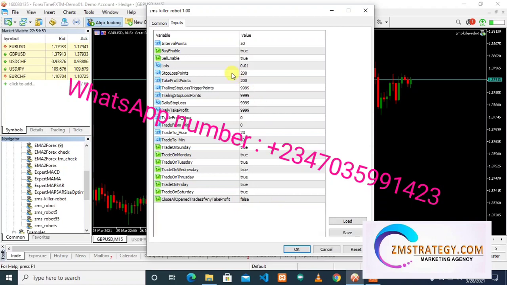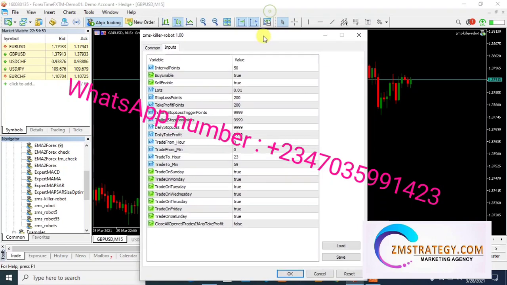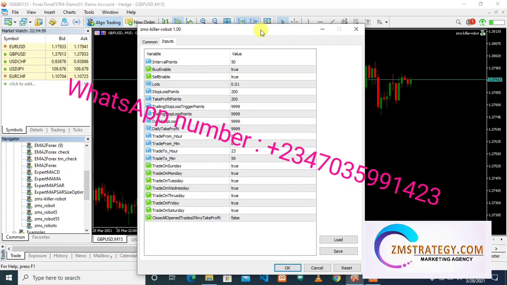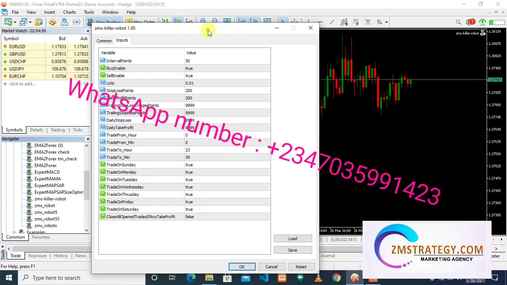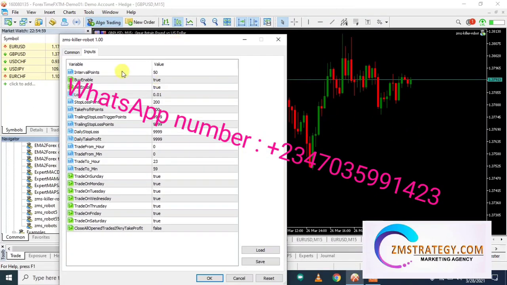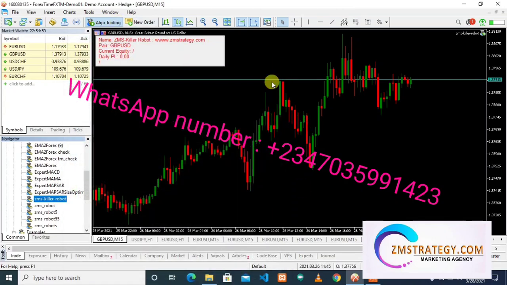You can see that on this particular robot, we are able to minimize it such that the robot will not be taking multiple trades at a particular time. Here we added a new feature which is called interval point. The idea is that we built the robot in a sense that maybe the robot takes a trade. Let me just click on OK so that the robot will be on my dashboard.